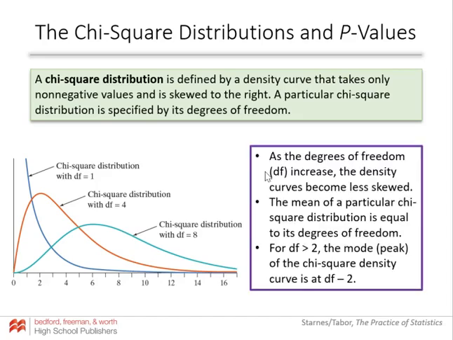And so these are some characteristics of the chi-square test. Like we talked about, it becomes less skewed as we increase the degrees of freedom. The mean is equal to the degrees of freedom, and as soon as we get above 2 degrees of freedom, the mode is equal to the degrees of freedom minus 2. Okay, so just some characteristics that you need to know.